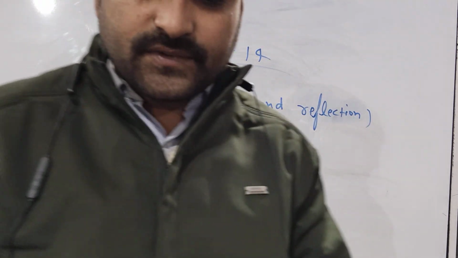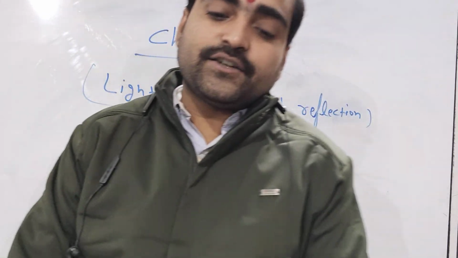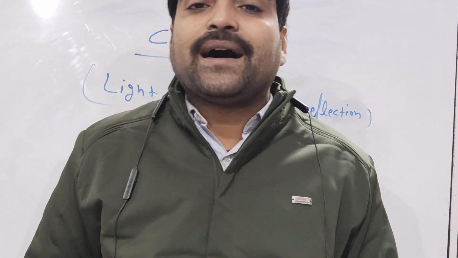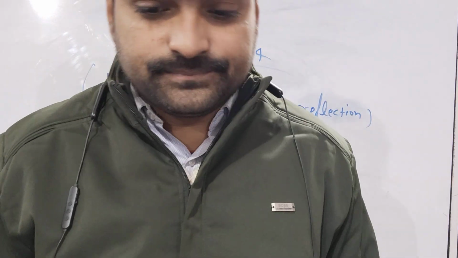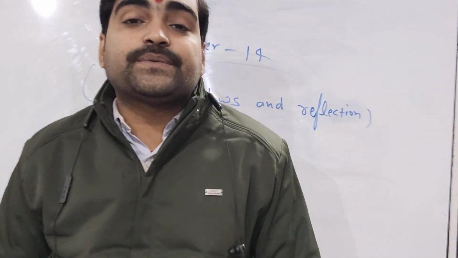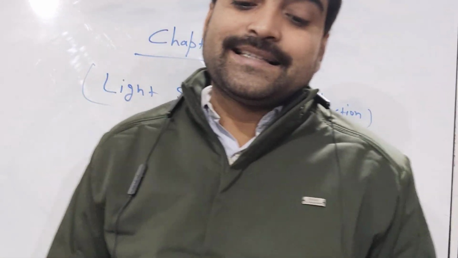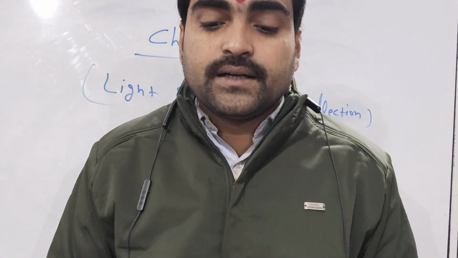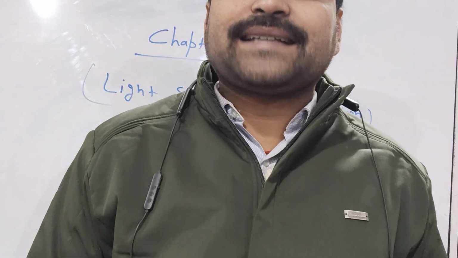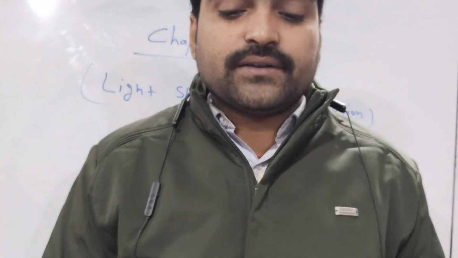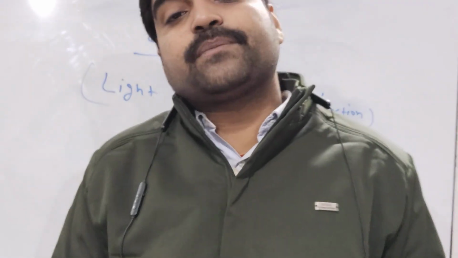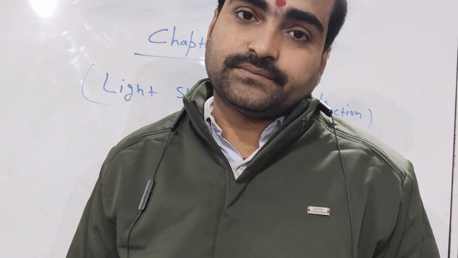So what is a shadow? You know that transparent objects allow light to pass through them, but opaque objects do not allow light to pass through them. So when an opaque object is placed in the path of light, a dark patch of the same shape is formed on the opposite side of the object, on the screen, which is generally a wall or the ground. This dark patch is called a shadow.